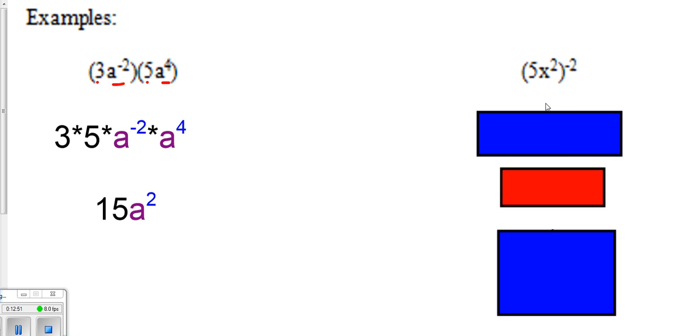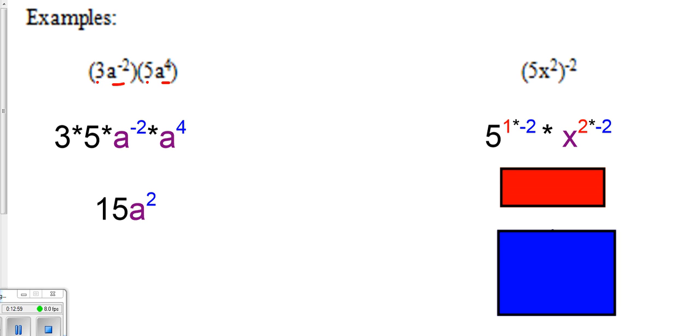In our next example, we've got 5x squared in parentheses to the power of negative 2. That means we have to do this negative 2 power to each piece. And again, this is going to go to each base. 5 is a base, x is a base. Now 5 has kind of a hidden power of 1 right now. It's 5 to the 1st power. So we have to do 5 to the power of 1 times negative 2. x had a power of 2 already, so it's x to the power of 2 times negative 2. Because this negative 2 on the outside means multiply by each of those powers that are already there.